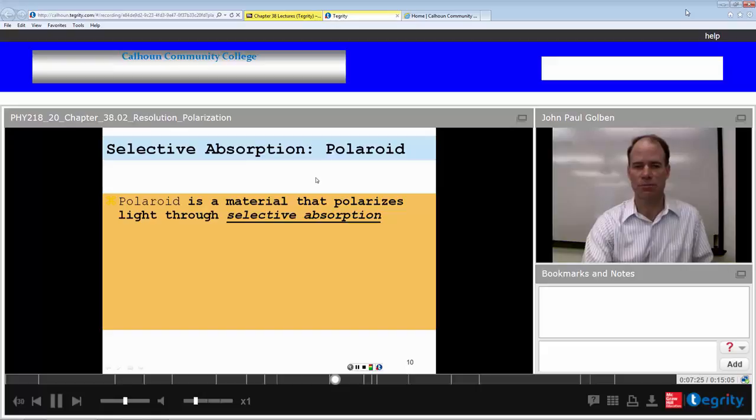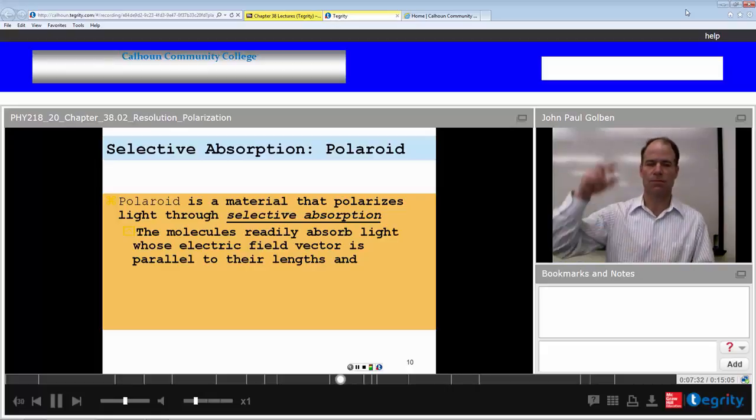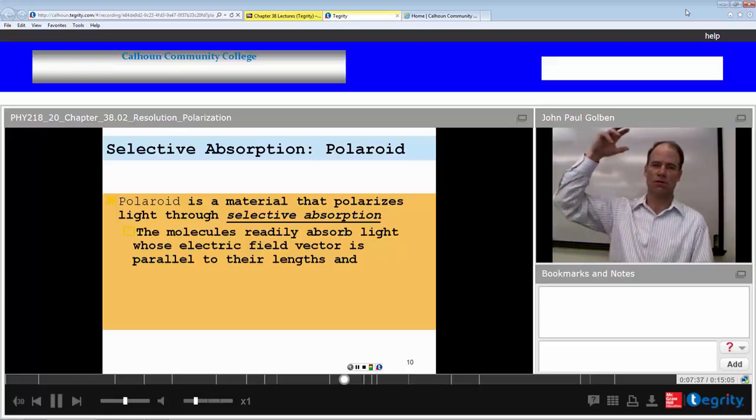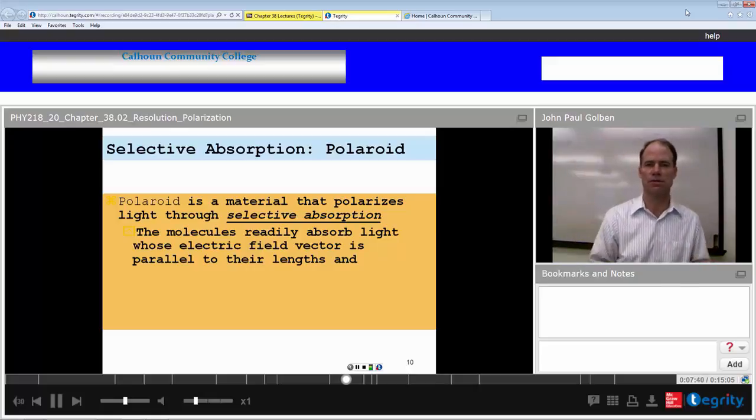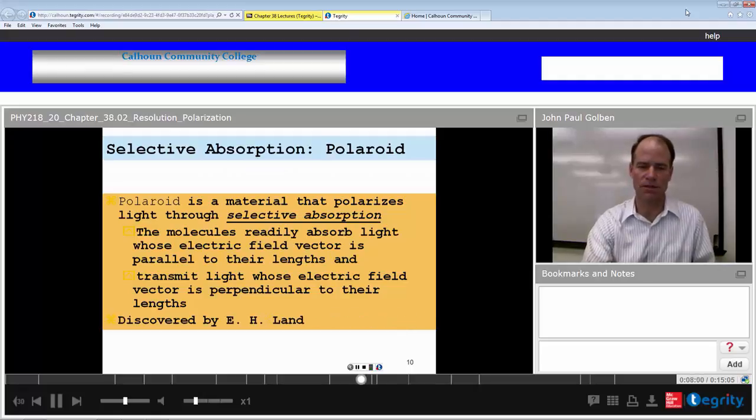Polaroid is a material that polarizes light through selective absorption. Generally, this material is made out of linear molecules, polymers. If you take those long linear molecules of polymers and dip them in, say, iodine, you can make them electrically conductive, and hence they would be much more strongly absorptive along the direction of their length and transmit in between. So they'll transmit light whose electric field vector is perpendicular to the lengths of the molecules.